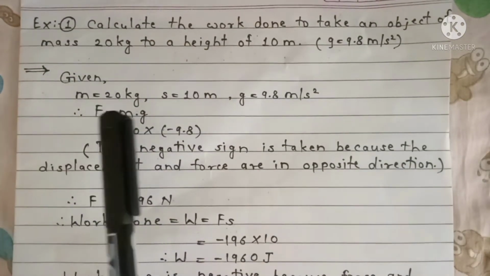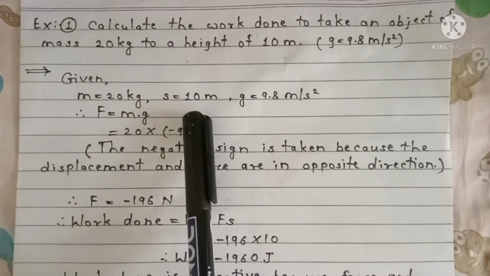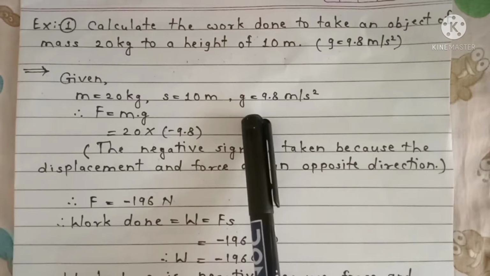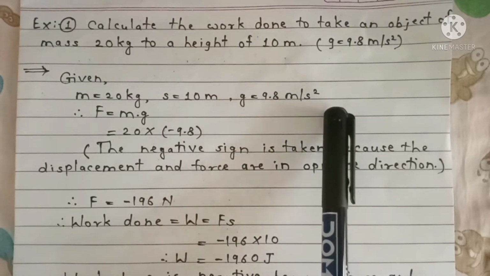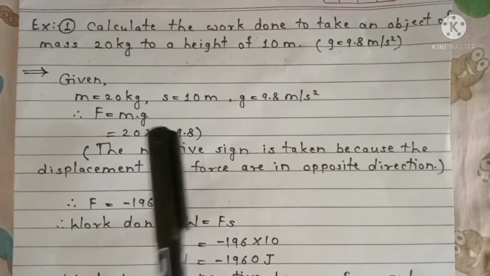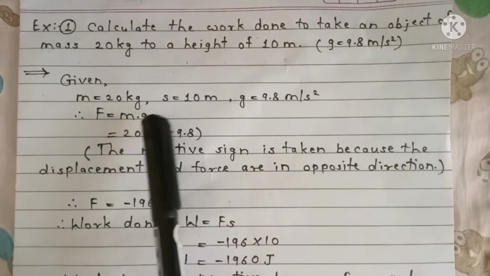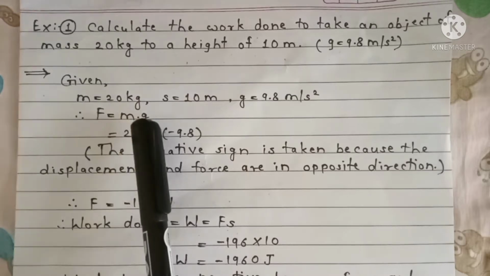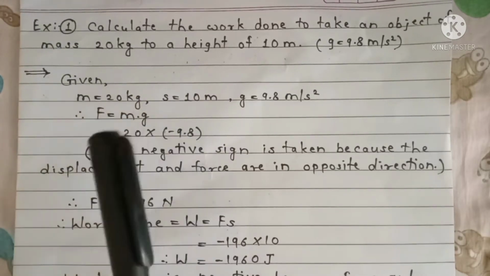Now let us write the given things. Mass m is equal to 20 kilogram. Displacement s is equal to 10 meter and gravitational acceleration g is equal to 9.8 meter per second square. Now we have to calculate the applied force. We know, children, the applied force formula is force F is equal to mass into acceleration. But here this acceleration is in terms of gravitational acceleration. So instead of this acceleration we will write gravitational acceleration, that is g only.